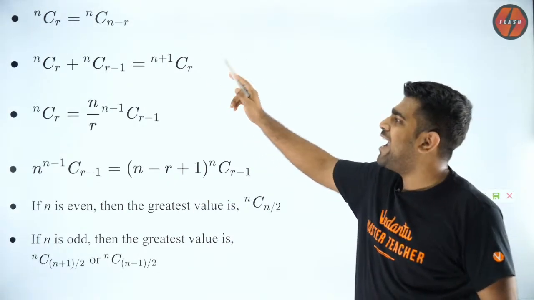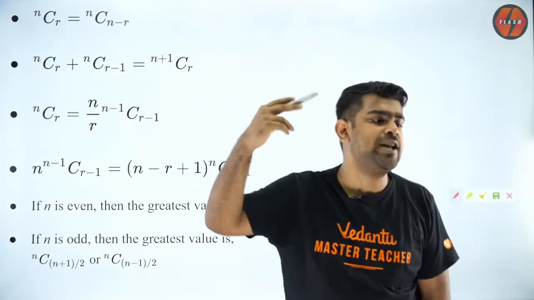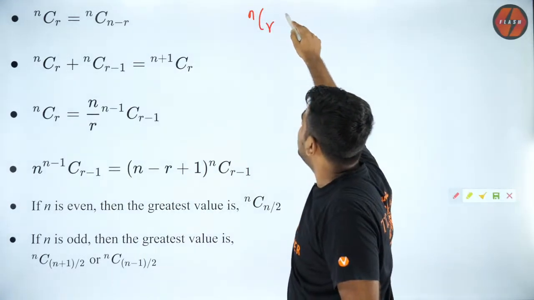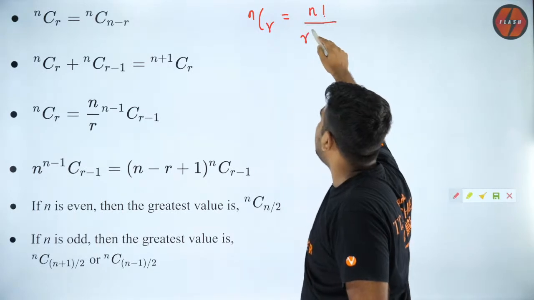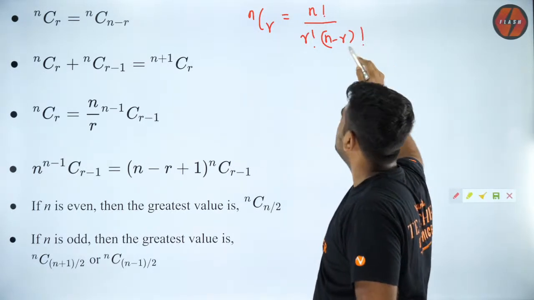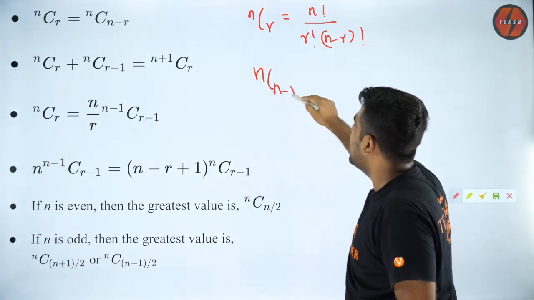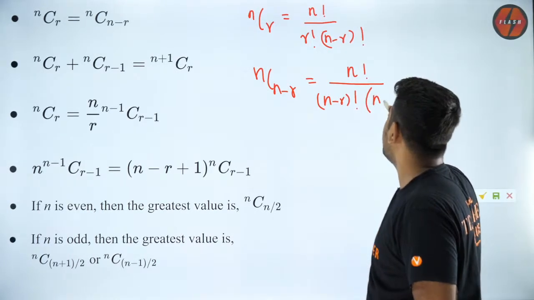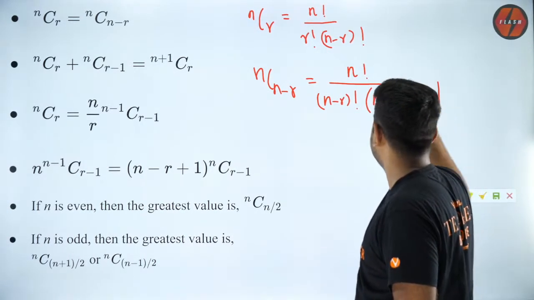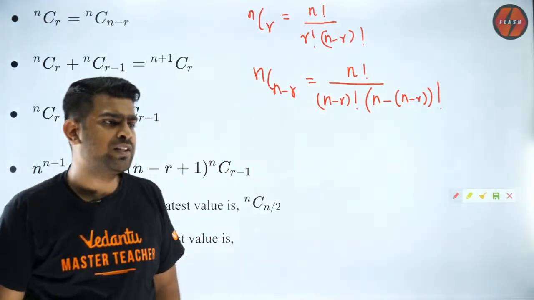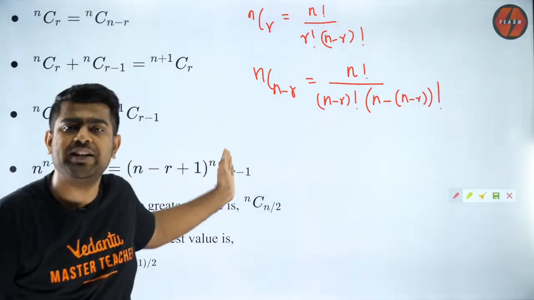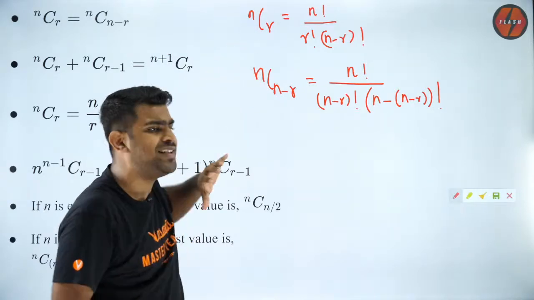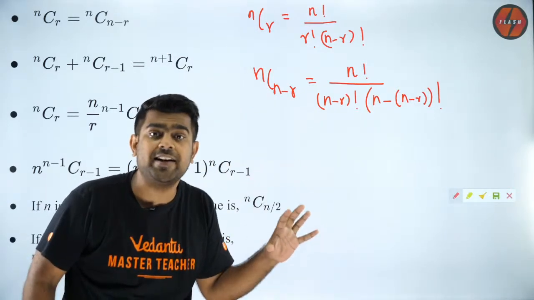The first one says nCr is equal to nC(n minus r). Why is that correct? Let me write it down. What is nCr? nCr is n factorial by r factorial into n minus r factorial. Now what is nC(n minus r)? nC(n minus r) is n factorial by n minus r factorial into n minus r factorial. Don't you think these two are the same? I just used the formula which I gave you in the previous slide. Based on that formula, can I say these two quantities are always equal? Are you guys able to understand it now?